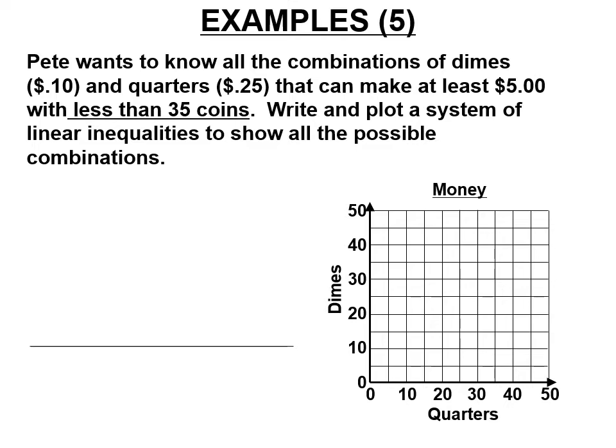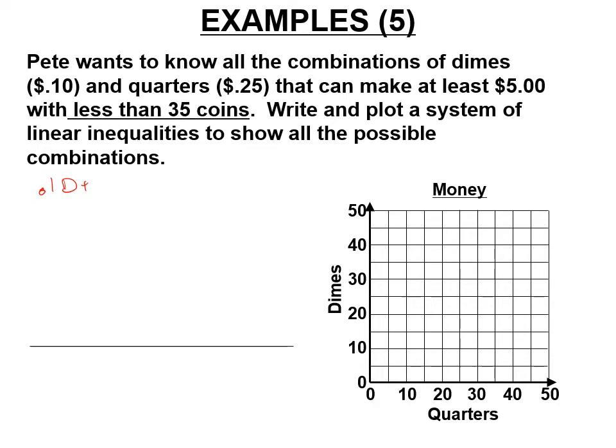All right, now this is going to be a system of linear inequalities. Okay, Pete wants to know all the combinations of dimes and quarters that can make at least $5 with less than 35 coins. Right, and plot a system of linear inequalities. Show all. So this is a system. So we're going to have, I think, the same. It's just the same one as the last one, right?